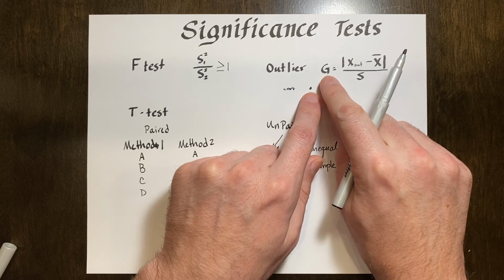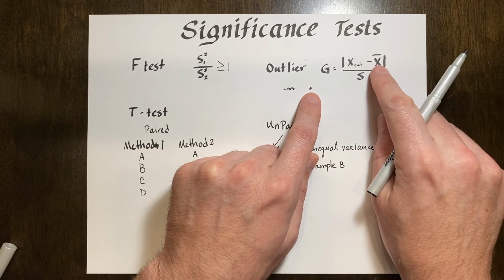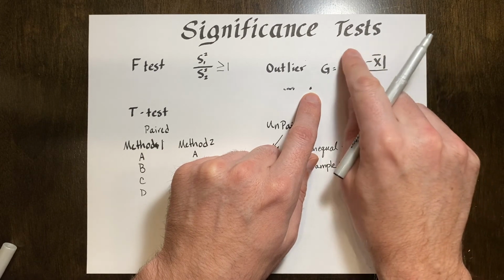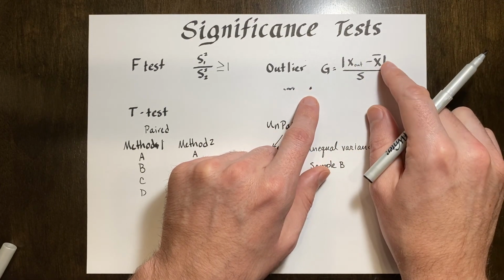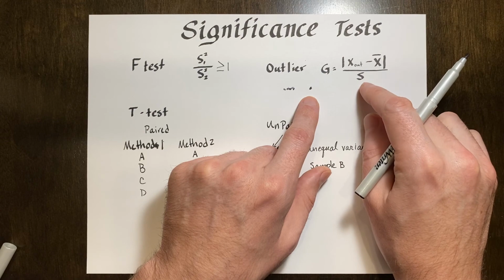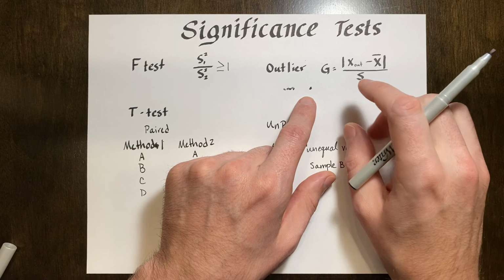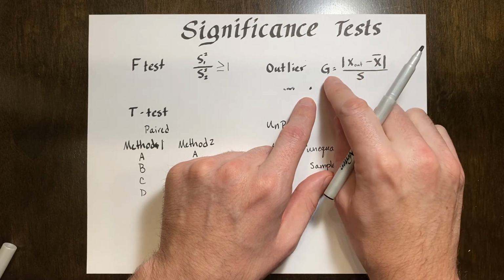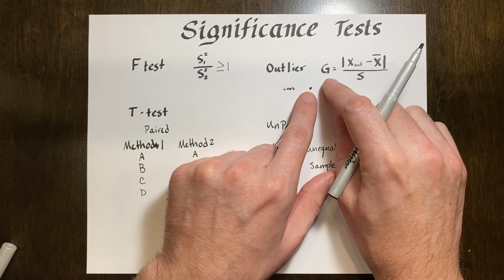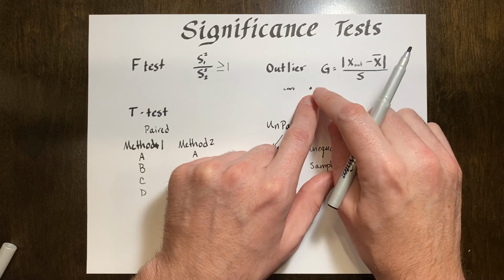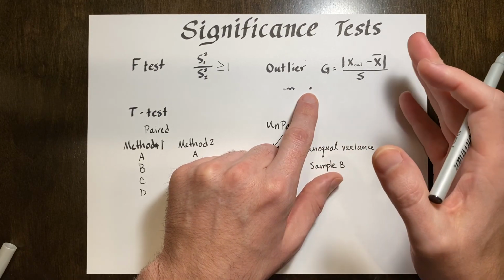So here's a Grubbs value. You take the outlier value, subtract the average value, take the absolute value of that. So if it's negative, make this positive, and then divide by the standard deviation and compare it to values in a chart. If that value is smaller than the values in a chart, then we would retain this value. If that value is bigger, then we would know that this is statistically different from the rest. We can reject that value.